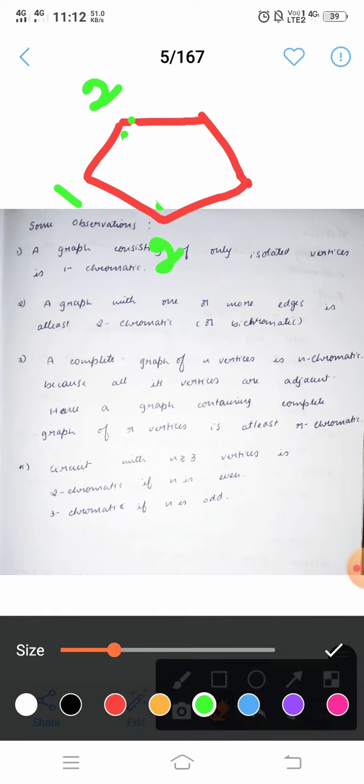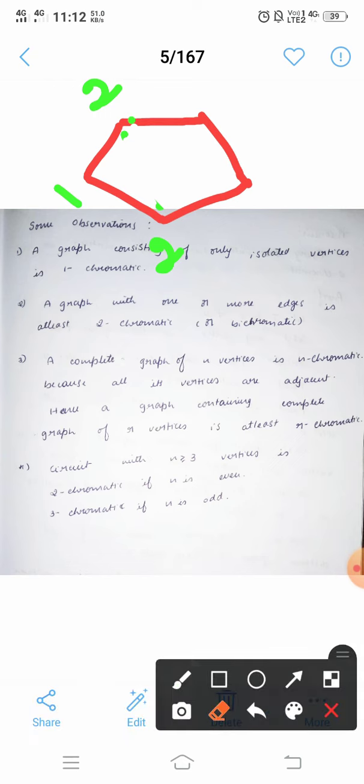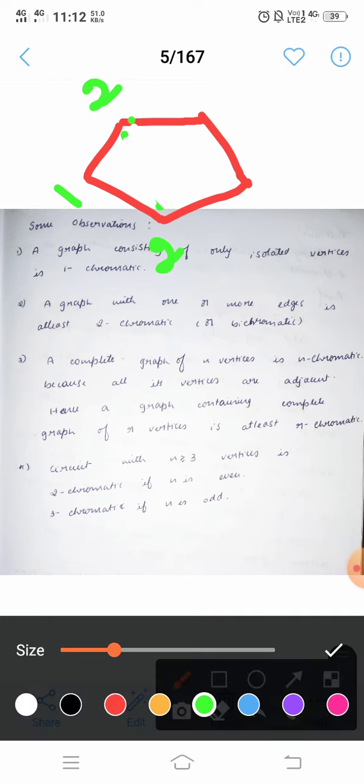Next, here I am taking color 1. Can I take 2 or 1 here? No, because this vertex is adjacent to the vertex colored with 1 and the vertex colored with 2. So I can't take color 1 or color 2. I have to take a different color, 3. So I need at least 3 colors to paint this graph. So this is 3 chromatic.